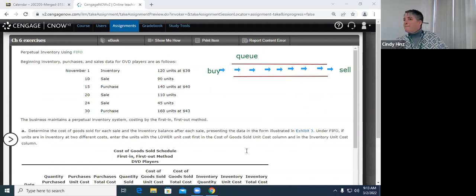Roller coaster queue. What's that? Roller coaster. Yeah, yep. Just like any line or queue that you would think of. Yeah.